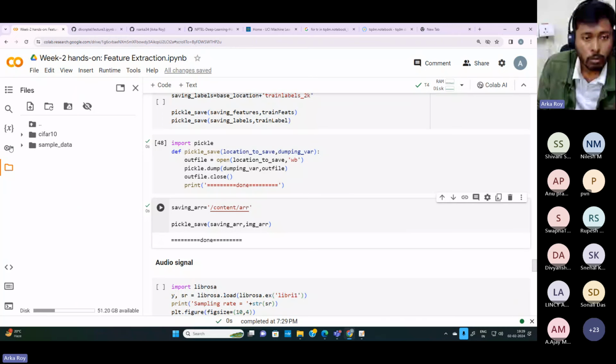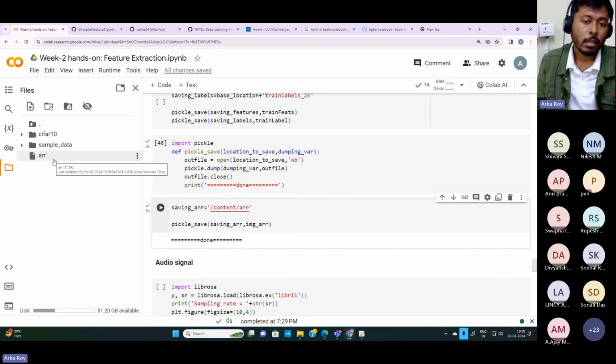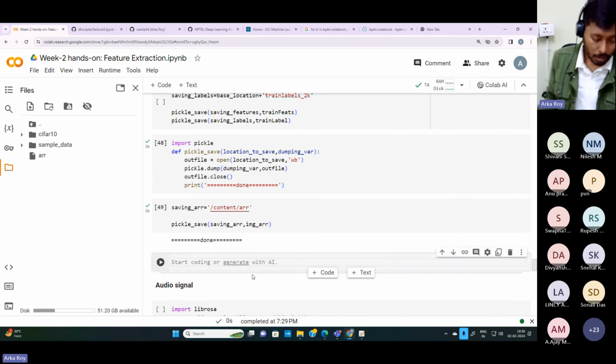So till now you cannot see that any file has been saved over here. So what you do, there is a refresh button. You do refresh. So now you can see that your variable has been stored. It is of size 1.15 KB. So in this way, you can save whatever feature you have. You can save these features into a file, and then you can store this particular file for your future access.